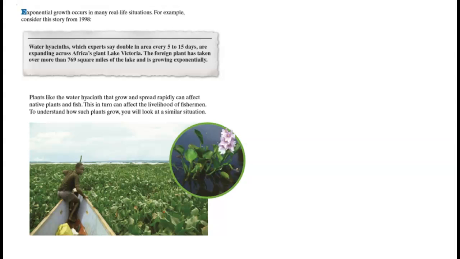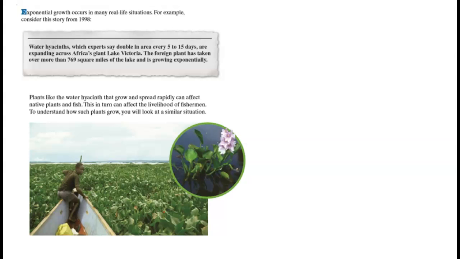Exponential growth occurs in many real life situations. The water hyacinth, which experts say doubles every 5 to 15 days, was expanding across Africa's Lake Victoria. This is a real thing, a real lake, a real thing that happened. This is out of a newspaper. This plant, a foreign plant that wasn't native to Africa, has taken up more than 769 square miles of the lake, and it's growing exponentially. Plants like the water hyacinth grow and spread rapidly and can affect the native plants and fish. It can start killing off the fish.